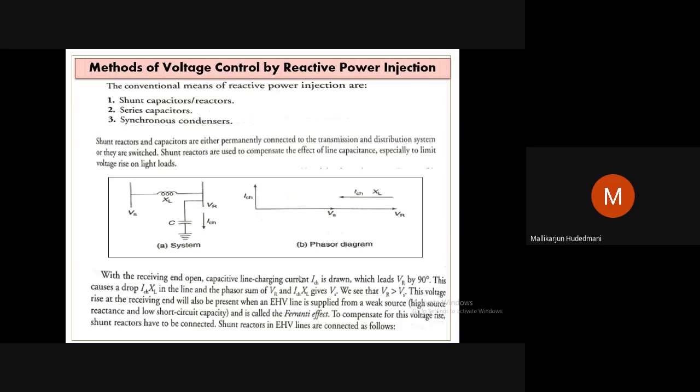This is shown very clearly with the receiving end open: the capacitive charging current, say ICH. When the receiving end is open, the current drawn leads the receiving end voltage by 90 degrees. The current through the capacitor, with respect to the applied voltage, leads by 90 degrees. And we will find the drop caused here is ICH into XL, in line with the phasor sum of VR and ICH XL, which gives VS.